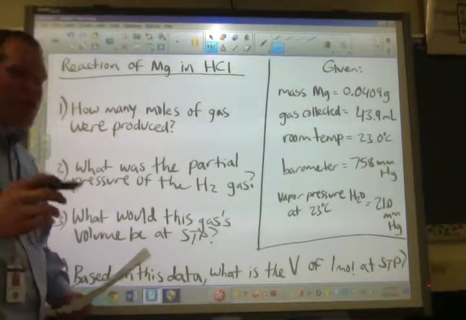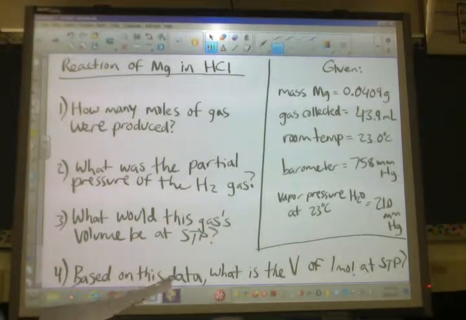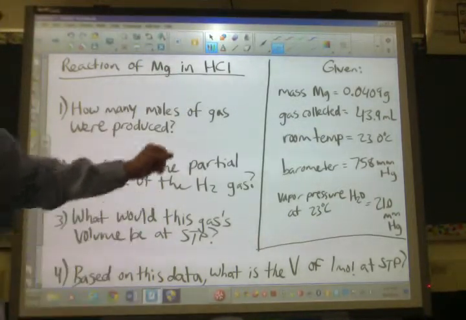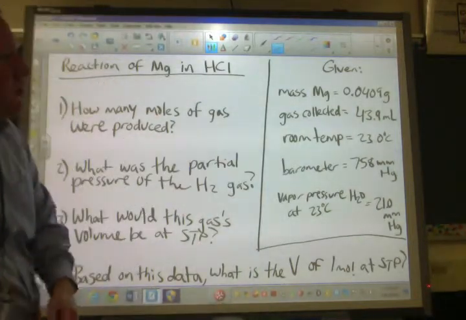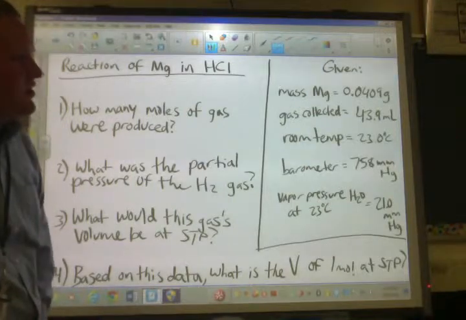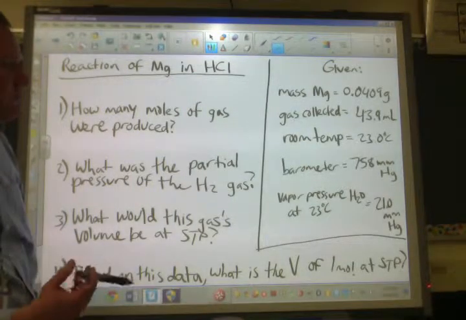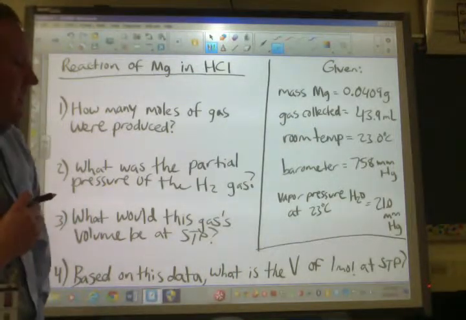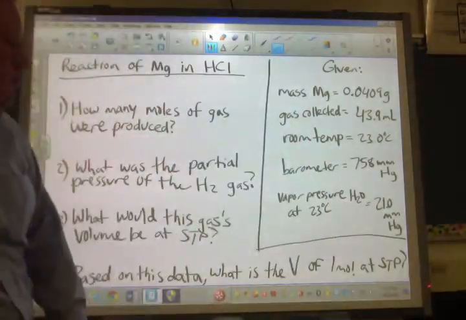Okay, in this video, I'm going to go over some of the lab calculations. So this is something you might see on tomorrow's quiz. If you're given this information, and in case you can't read the numbers here, the mass of magnesium is 0.0409 grams, gas collected is 43.9 milliliters, room temp is 23.0 degrees, barometer reads 758 millimeters mercury, and the vapor pressure at 23 degrees, which is looked up, is 21.0.